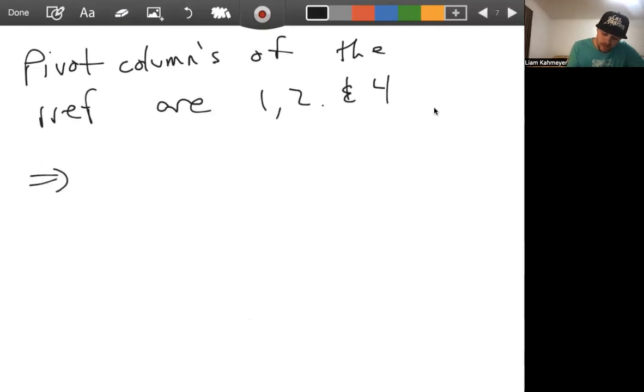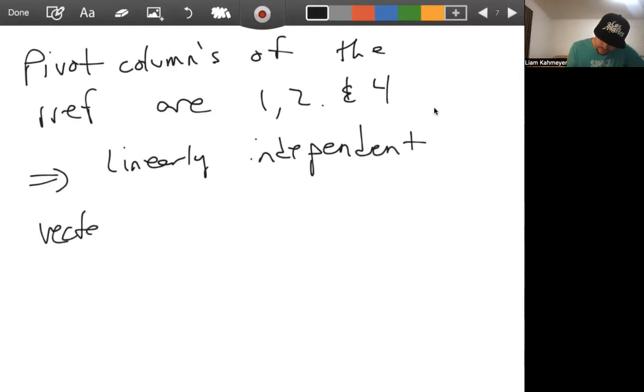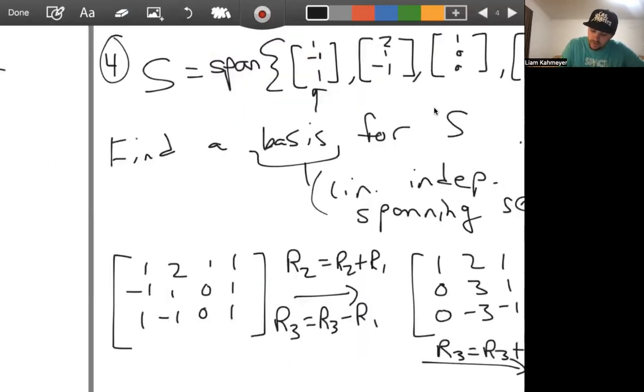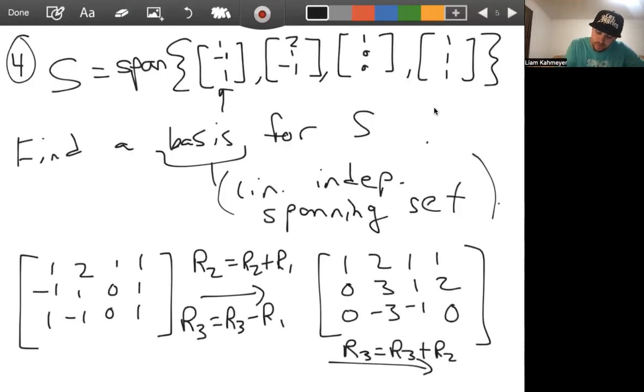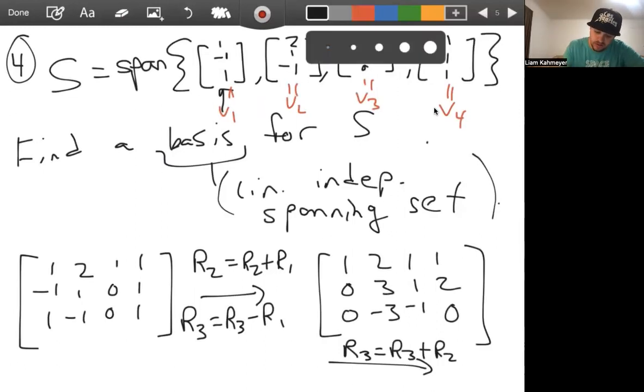This implies the linearly independent vectors are v sub 1, v sub 2, and v sub 4, where if you come back to the original problem, we named these v1, v2, v3, v4, right? Pretty nice way of seeing what subset of these is linearly independent.